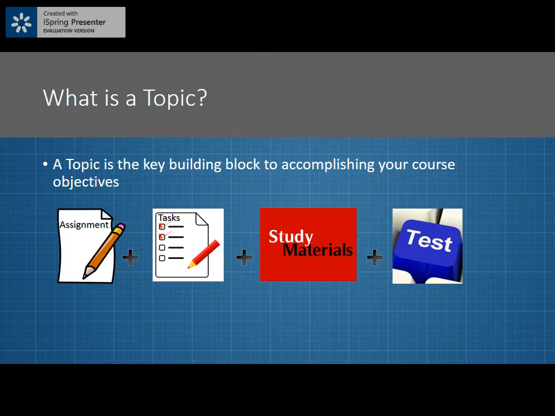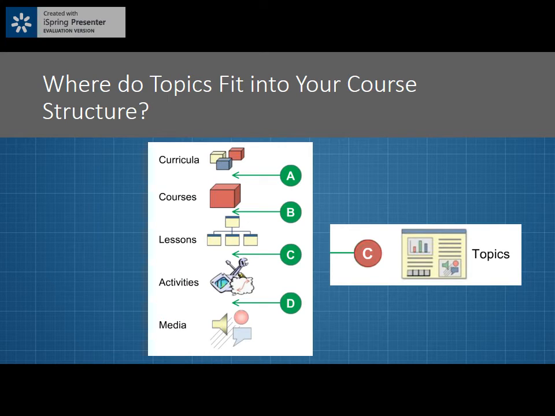Let's see where topics fit in the hierarchy of your course. Let's look at the key terms here. We have curricula, all the courses in a program of study your student needs in order to earn a specific degree. So the whole AA or the whole AS package, that's the curricula. Courses, of course, those individual courses that students take to fulfill that curriculum of study.